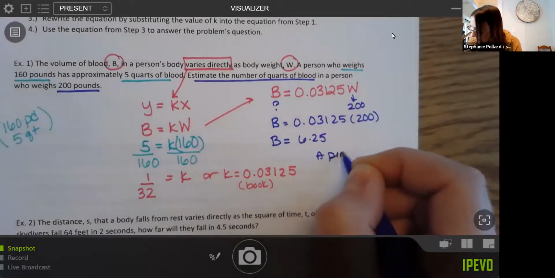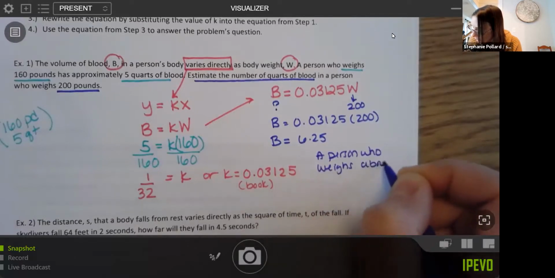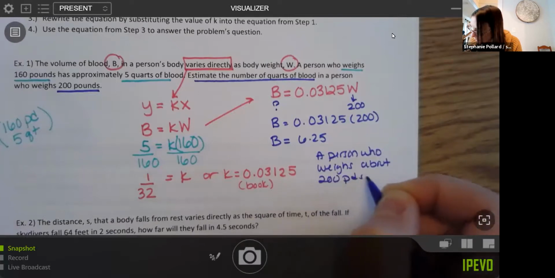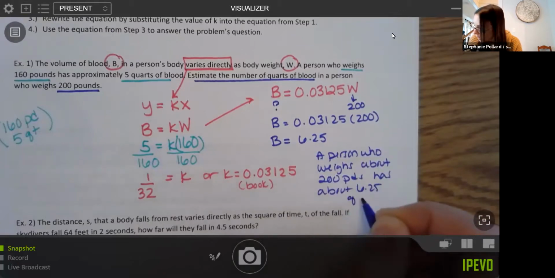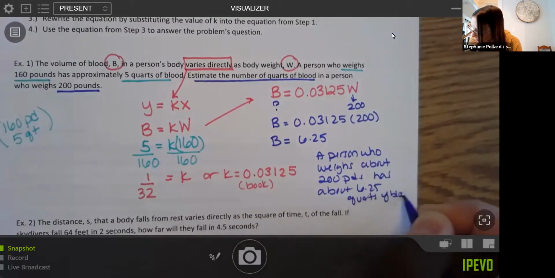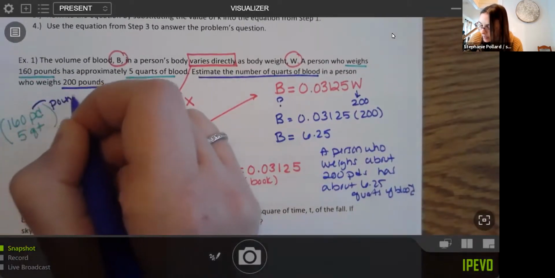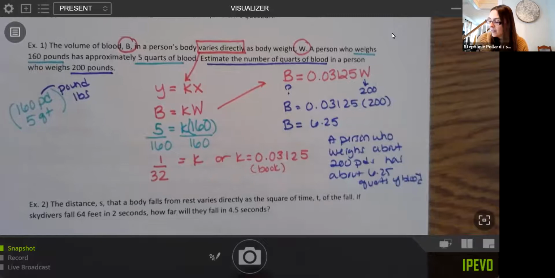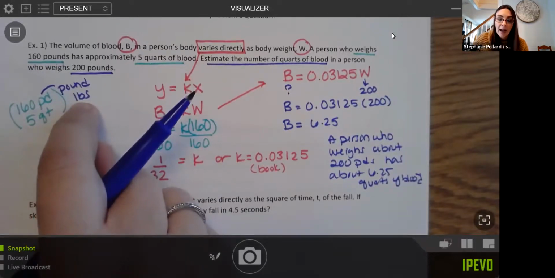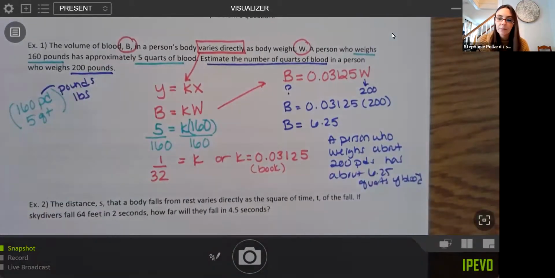So a person who weighs about 200 pounds has about 6.25 quarts of blood. Sorry, for pounds, I should abbreviate better, right? So pounds is actually LB or LBS. I was just abbreviating PD and being a little lazy there. But the formal abbreviation for pounds is LB for pound or LBS for pounds. Okay, so I should change that here instead. Okay, but your answer is going to be that 6.25.